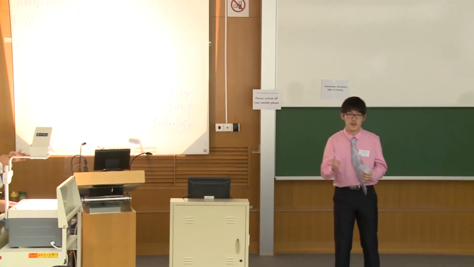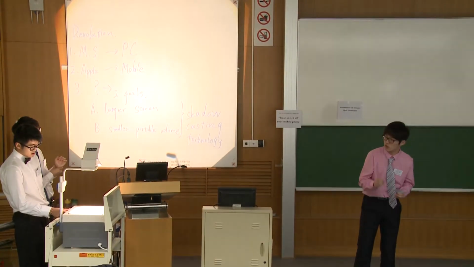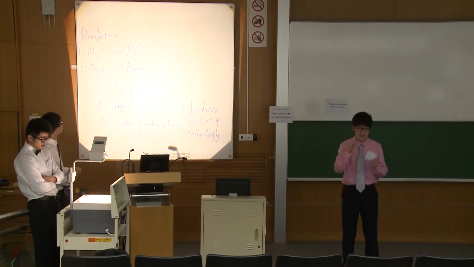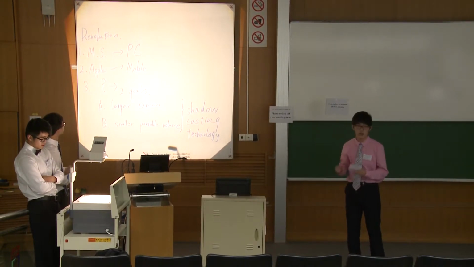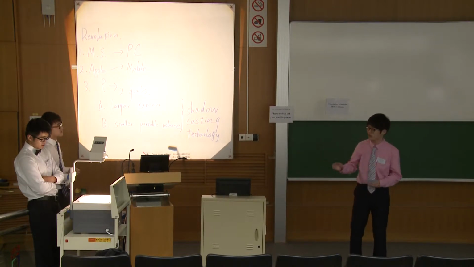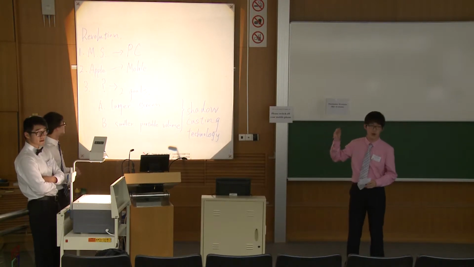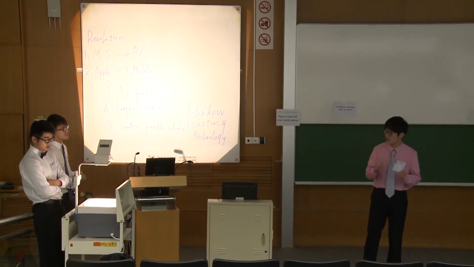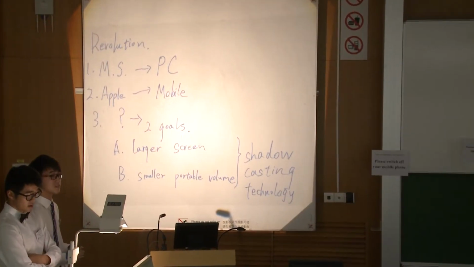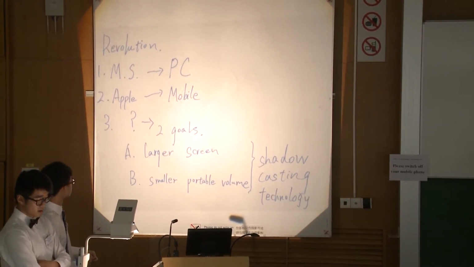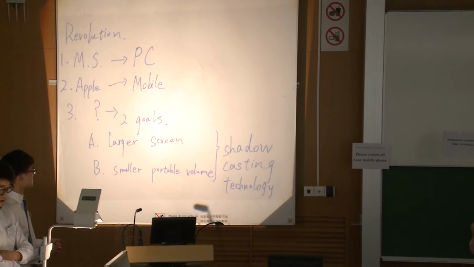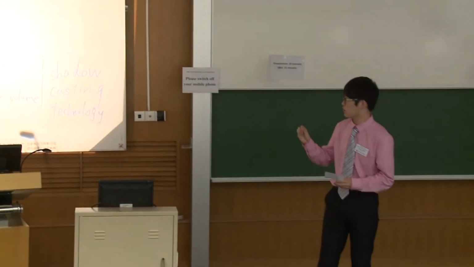It's an era of innovation, an era of change, an era of revolution. So how to change, how to make a revolution? Now, we know in this industry there have already been two revolutions. The first one is Microsoft, which told us what a personal computer is, and then Apple told us what mobile devices are. But where is the third revolution? Where is the third real innovation? First we want to know what the third revolution is. I think there will be two aims. The first one is a larger and larger visual screen, and the second is a smaller and smaller portable volume.